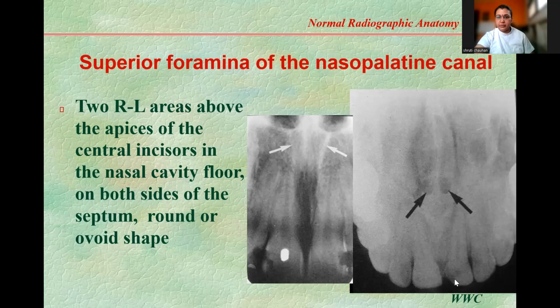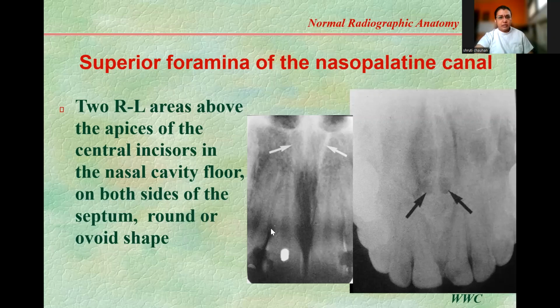Now if I ask you where you can see it in the IOPA, in the IOPA also it is visible. Can you see here the two radiolucencies? But it is not so clear over here because it superimposes on a lot of structures around the nose. So whenever we want to see the superior foramina of the nasopalatine canal, we will always prefer a maxillary occlusal radiograph. Otherwise, it is also seen in your IOPA.